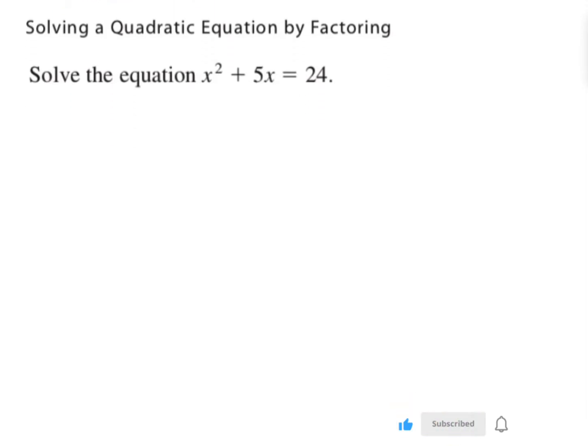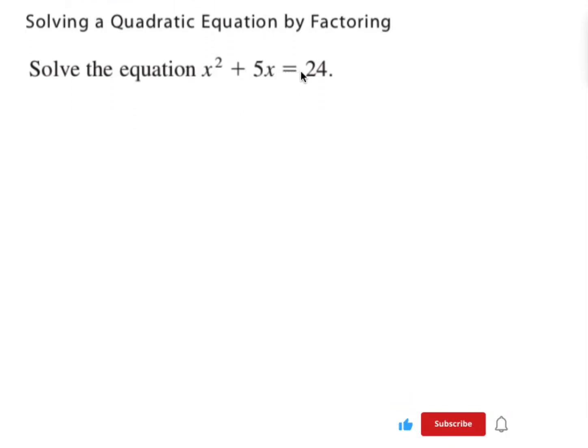And now we can solve quadratic equations by the factoring method. In the factoring method, first we have to shift everything to the left hand side, and then make it equal to 0. So here subtract 24, because we don't want anything here, we want to make it equal to 0. So x square plus 5x minus 24 equal to 0.